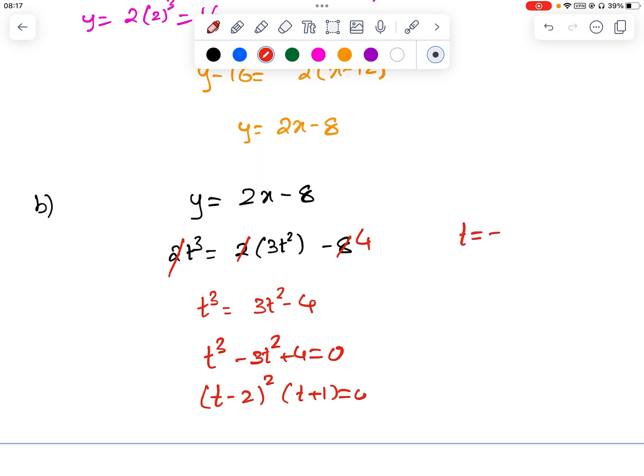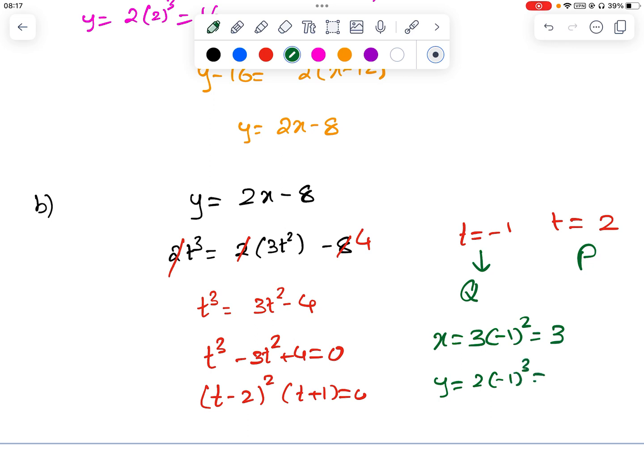This gives me two values: t equals negative 1 and t equals 2. But t equals 2 was already P. So t equals negative 1 will become Q. So x equals 3 times negative 1 whole squared, which is 3. y equals 2 times negative 1 whole cubed, which is negative 2. So (3, negative 2) is going to be the value of Q.